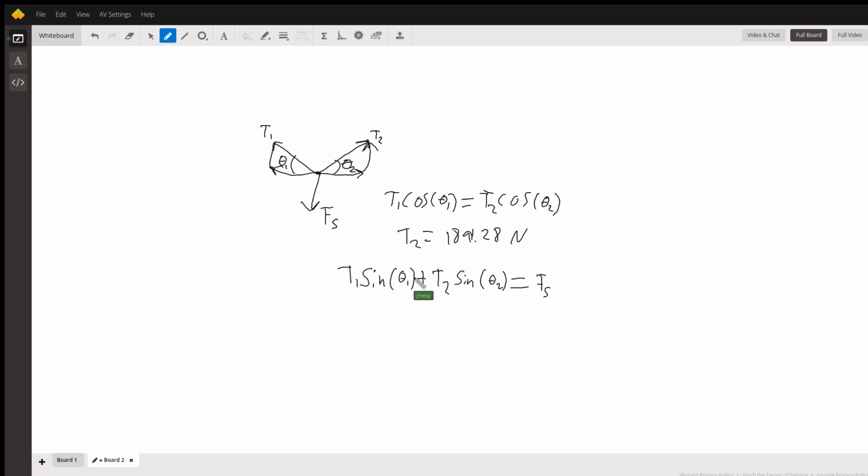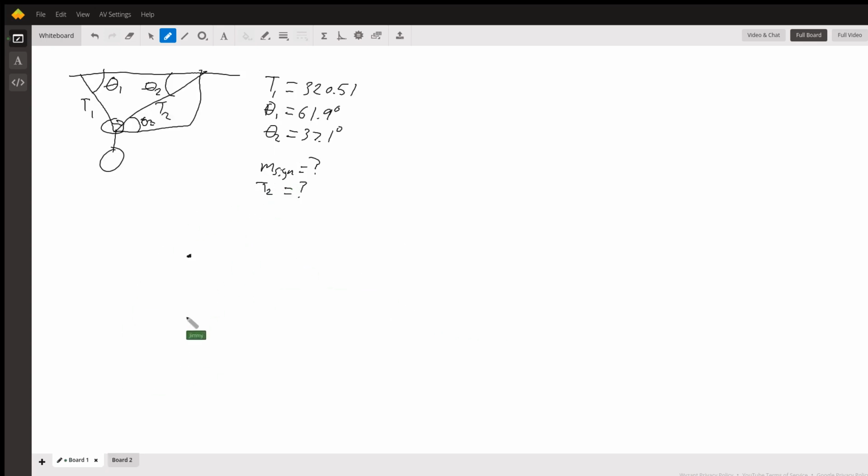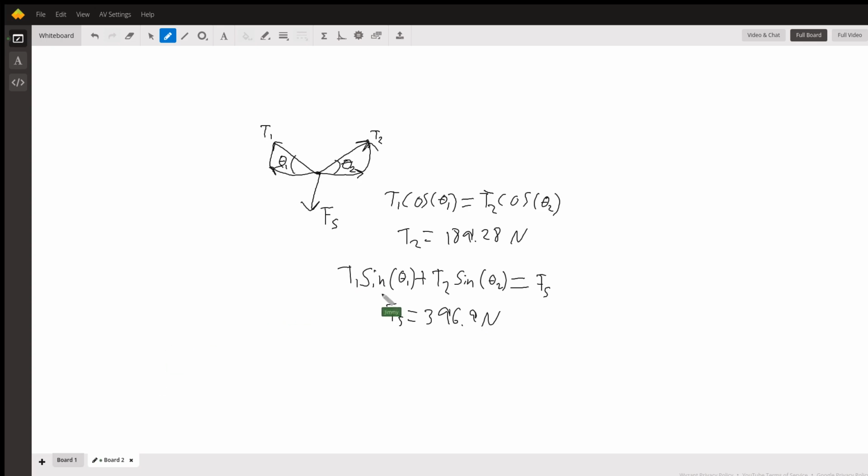Now we have all of these. We can find the force on this point by the sign as 396.9 newtons. Now, if we remember back on the problem, we were asked to find the mass of the sign, which would be in kilograms in the SI system. So we will need to divide this by our gravitational constant g to get a mass of the sign, which is equal to 40.46 kilograms.